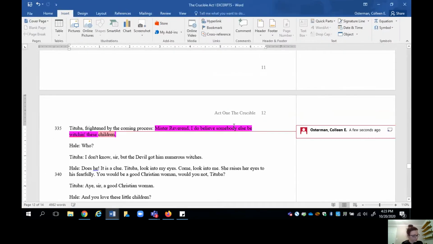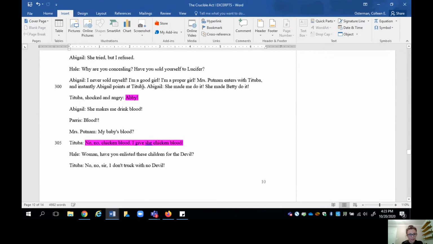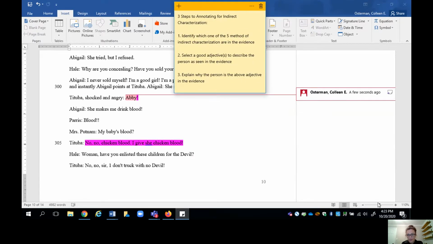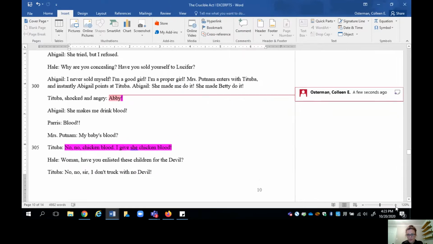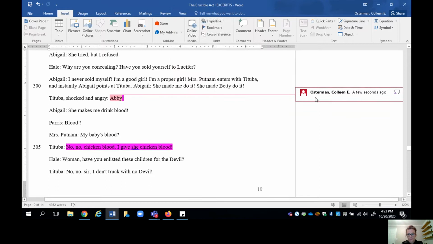So I'm going to insert, and I'm going to do these 3 steps. Open it up so you can see it a little bit better. Okay.